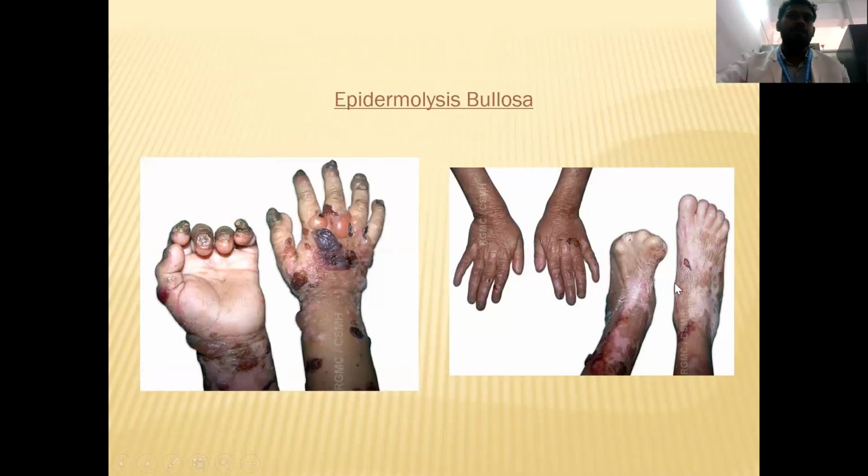This is a case of epidermolysis bullosa. Here we can see that there are multiple clear fluid filled as well as hemorrhagic bulla, predominantly seen in the trauma sites, that is the dorsum of the hands and around the wrist. This is a case of chronic epidermolysis bullosa, probably a variant of dystrophica, because you can see that here there is extensive scarring and also fusion of multiple digits in this particular patient.